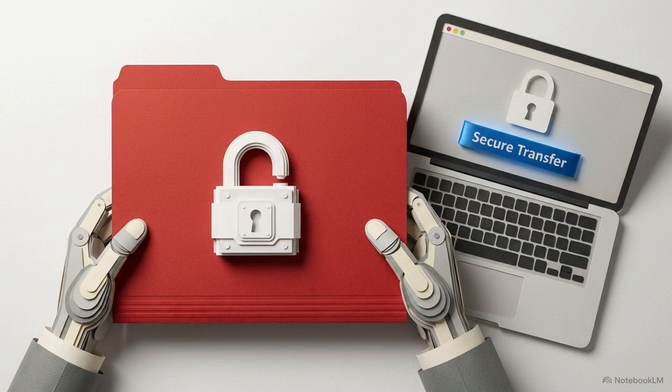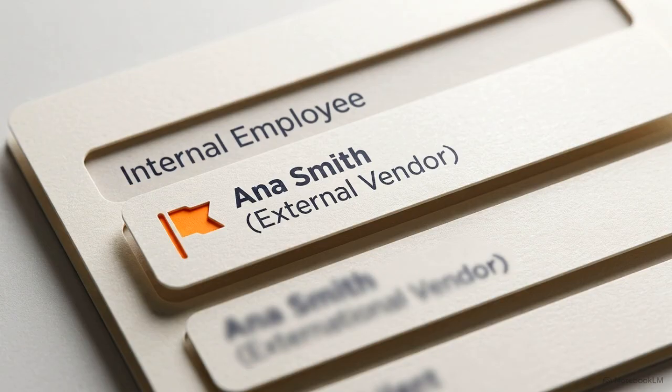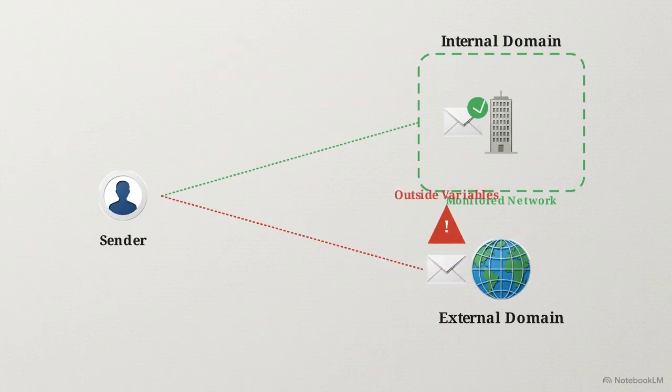Once you have identified a file's classification tier, you can determine which communication channels and access permissions are required to share it safely. Look at this email interface. Autocomplete features often suggest names based on the first few letters. Here, an external vendor with the same first name as an internal colleague is flagged to prevent a misdirected send. Sensitive data routed to an internal corporate domain stays within a monitored network. Sending that same data to an external domain introduces outside variables that require additional safeguards.